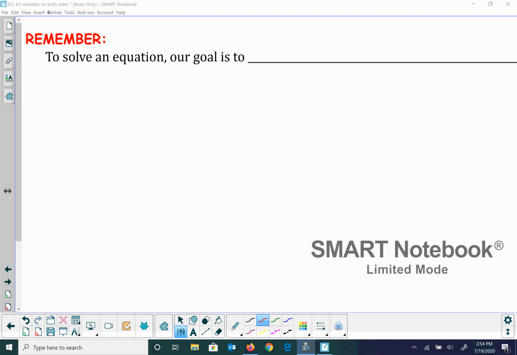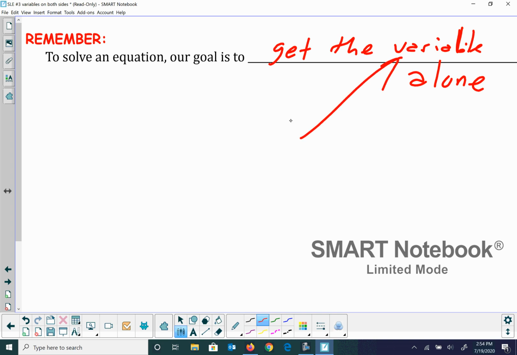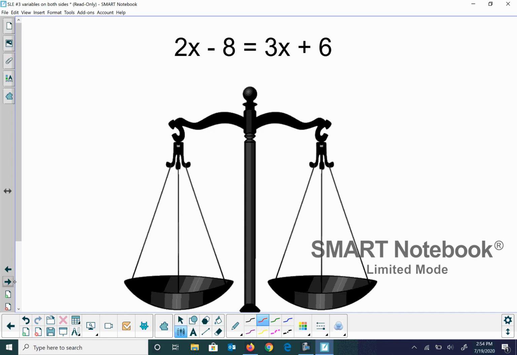Okay, so remember our goal. When we solve an equation, our goal is to get the variable alone. And remember, the variable is the letter. Cool? All right, so we got some examples. So when we have the same variable on either side of the equal sign, we have to figure out what side we want to have the letter to be on. It doesn't matter if you move it to the left or to the right. You can always flip-flop your problem.